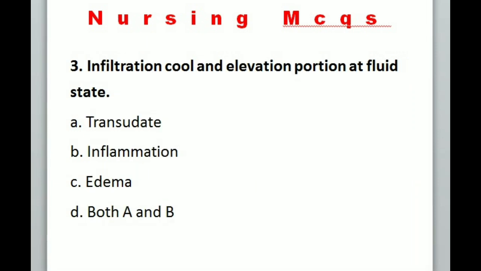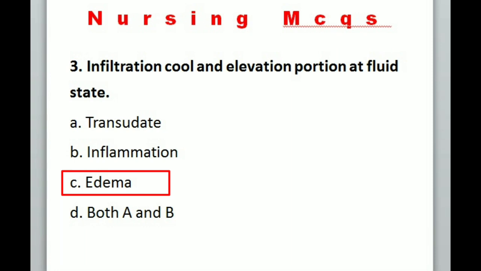3. Infiltration, cool and elevation, portion at fluid state. A. Transudate. B. Inflammation. C. Edema. D. Both A and B. Correct option is C. Edema.